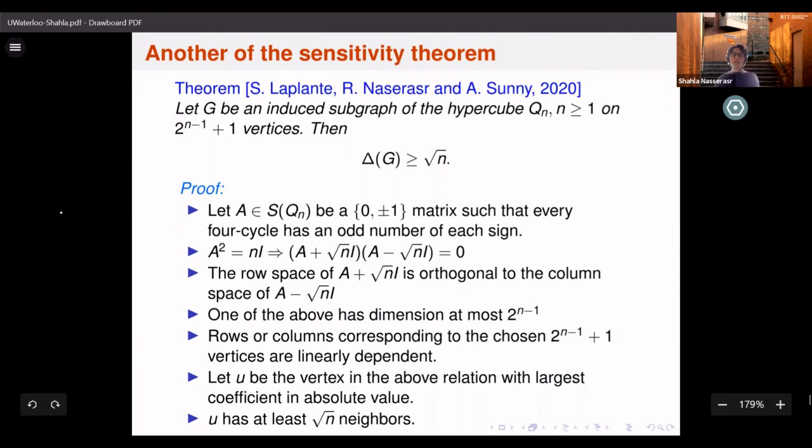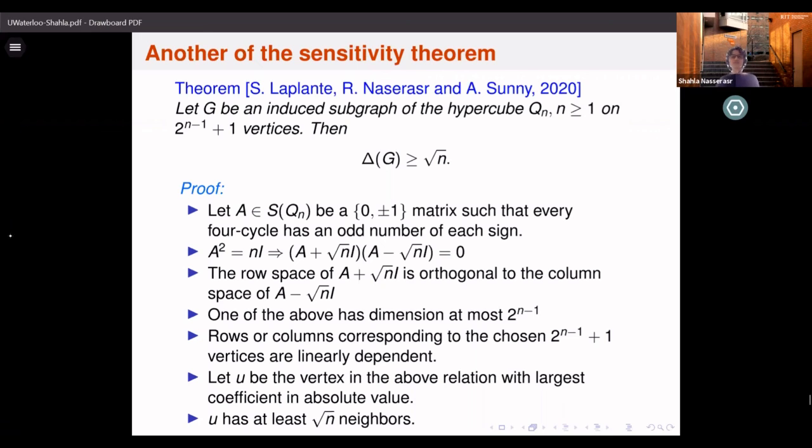So what they do here is take a matrix indexed by the vertices of Qn such that it has entries 0, 1, minus 1, and assign those entries so that every 4-cycle has an odd number of ones and an odd number of minus ones. And it can easily be shown that it is possible to find such matrices for every n. And because of the structure of the matrix, A squared is simply going to be n times the identity. And therefore, we have this nice relationship between A plus square root of n times identity and A minus square root of n times identity.